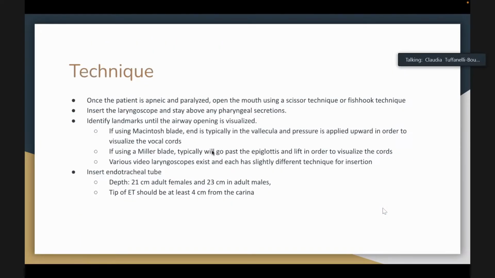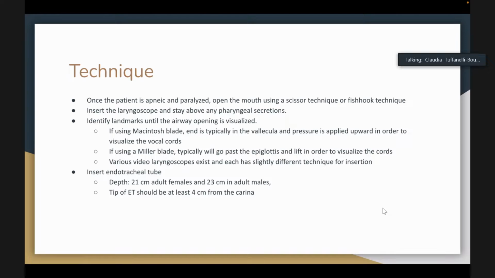So the technique of intubation is something that you just have to practice in your labs, or if you have access to dummies, things like that, because it's really hard to lecture how to intubate a patient with technique. But once the patient is apneic, so not breathing, paralyzed, you're going to open their mouth and kind of scissor their mouth open. You're going to put the laryngoscope in and make sure you stay above any pharyngeal secretions. You can use suction at that point, suck out if you can't see. And you're going to keep identifying landmarks as you go through the mouth.